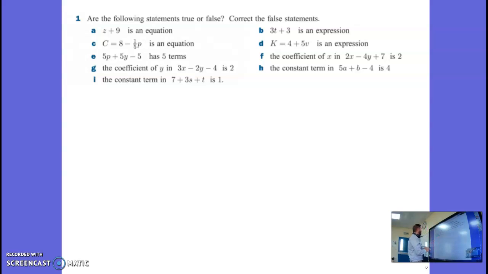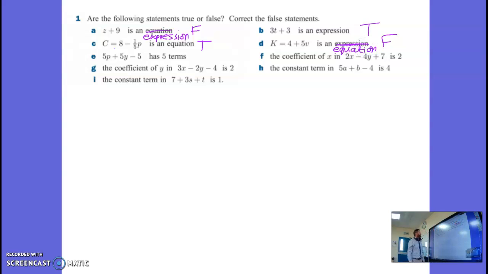And here we go with the answers. So we're going for true and false statements. Z plus 9 is an equation. That is false. And we need to correct this now, so it shouldn't be an equation, it should be an expression. Okay, part B. 3t plus 3 is an expression. True, yes it is, it's an expression. C equals 8 minus 1/5 of p. It's got an equals, it is an equation. True. K equals 4 plus 5v. It's not an expression, that's false. It is an equation.